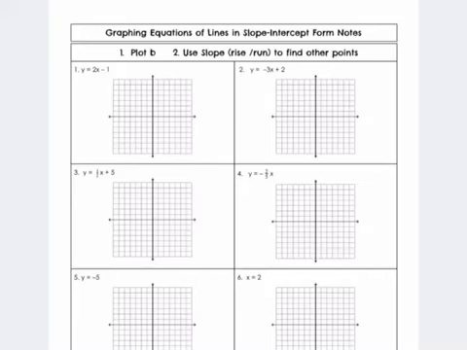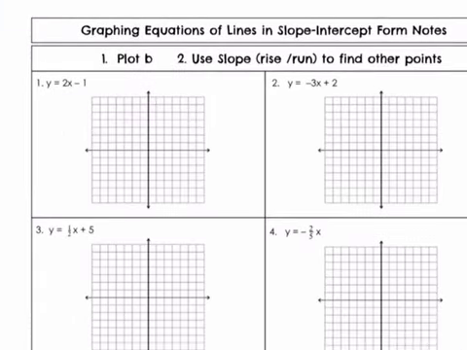All right, we're going to graph equations of lines in slope-intercept form. There's two steps that you have to do. You have to plot b, which is the y-intercept, and then we're going to use the slope, which is the rise over the run, to find the other points. So we'll start with number 1.